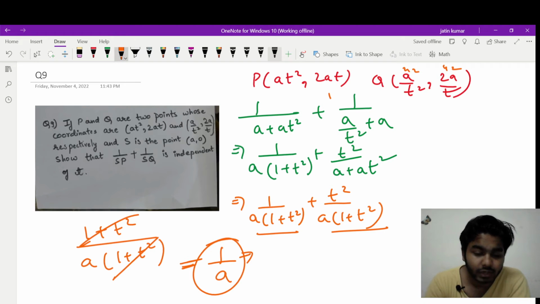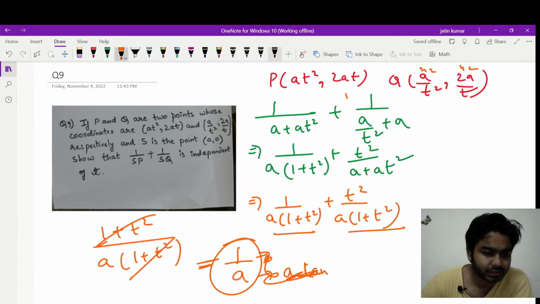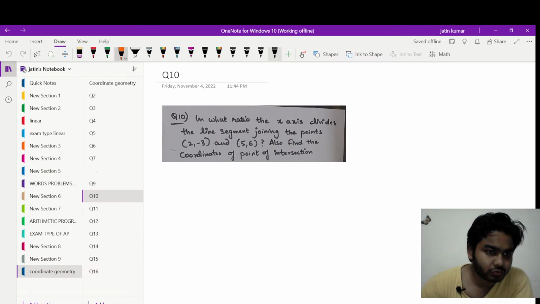If we would have got t here, then on putting some value of t we would get some answer, but here t is not there. We are not getting t, so this a can take any value, and it will be independent of t. So we have eliminated t, and we are done with question number 9. Let's move on to question number 10.